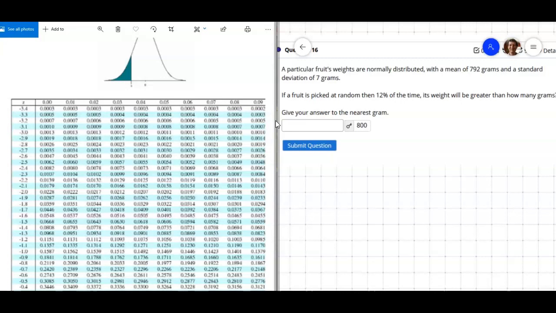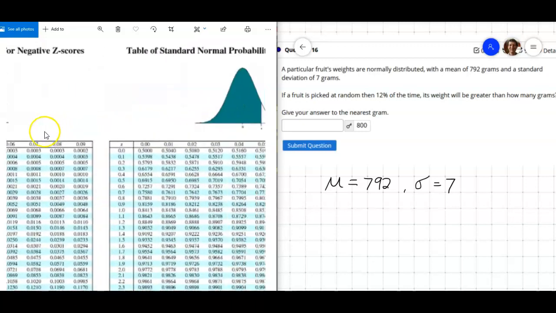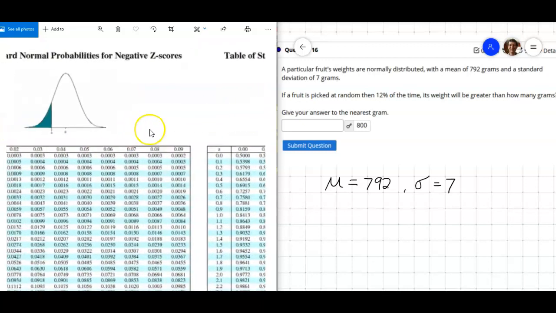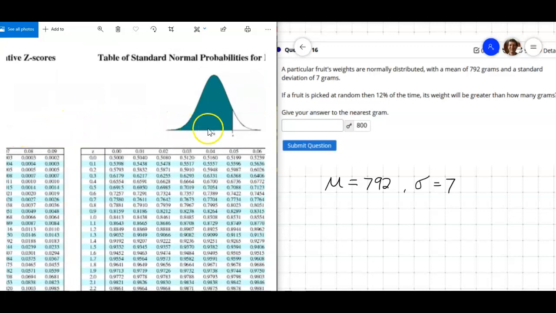Let's take a look. First off, we need the mu, the mean, 792, and the standard deviation, same units, grams, 7. Now, with our z-score tables, whether it's the negative z-score table or the positive z-score table, it is the area to the left of the z-score. Now, we have 12% of the time its weight will be greater. So we're dealing with this situation. 12% of the time it's greater.